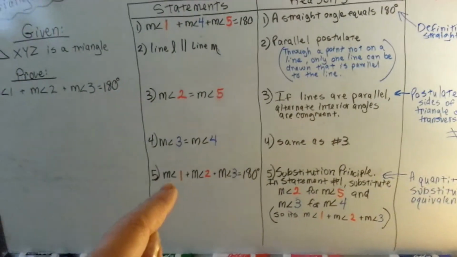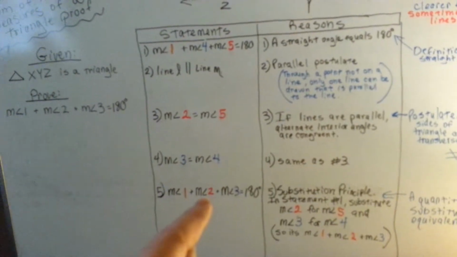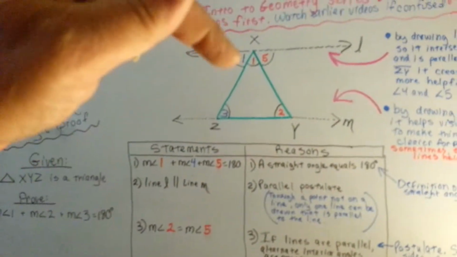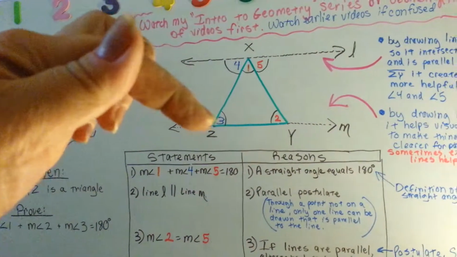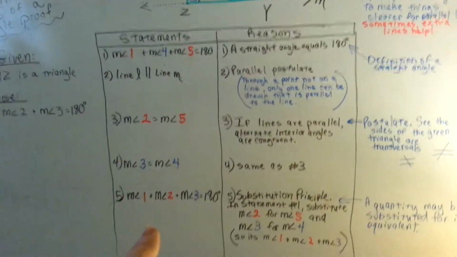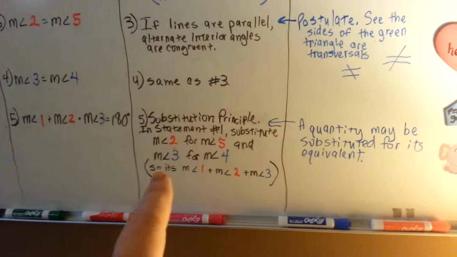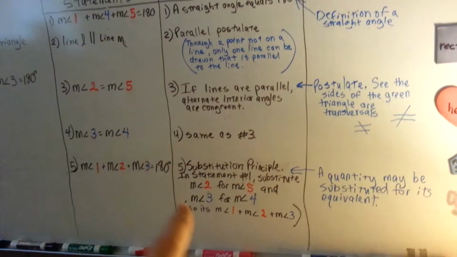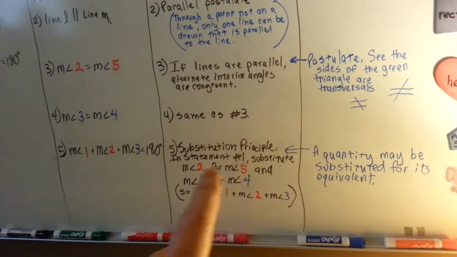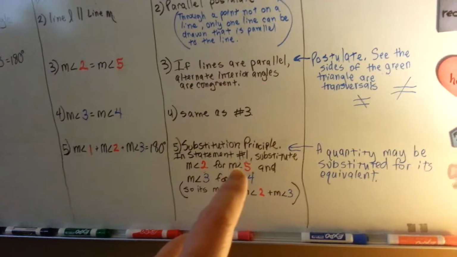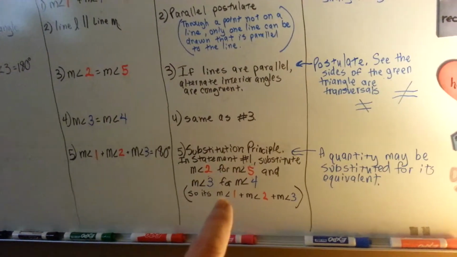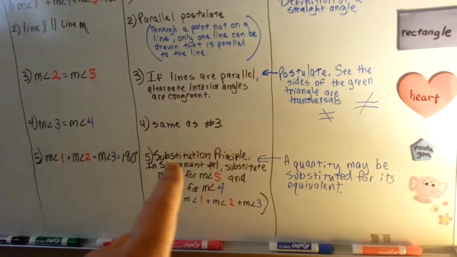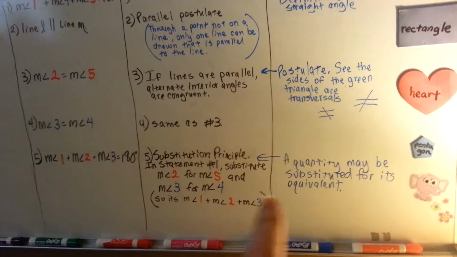That brings us to the measure of angle 1, which is orange, and 2, which is red, and 3, which is blue, equals 180 degrees, which is what we were trying to prove. Here's the orange one, the red one, and the blue one, and they equal 180 degrees. Our reasoning is the substitution principle. In statement 1, we said that 1, 4, and 5 were 180 degrees. Because of the substitution principle, we can plug in 2 for the measure of 5 and 3 for the measure of 4, so that the measure of 1 plus 2 plus 3 is 180 degrees. The substitution principle says a quantity may be substituted for its equivalent.